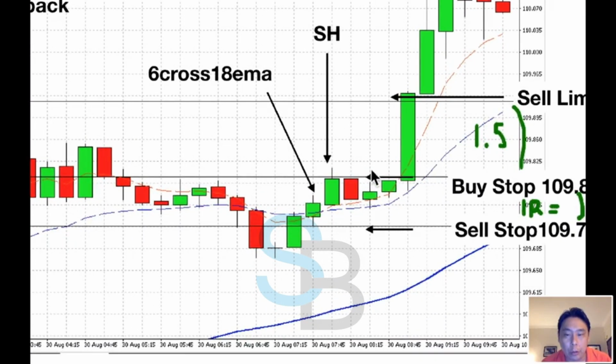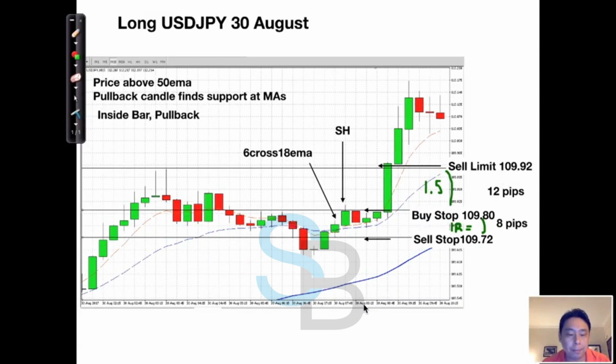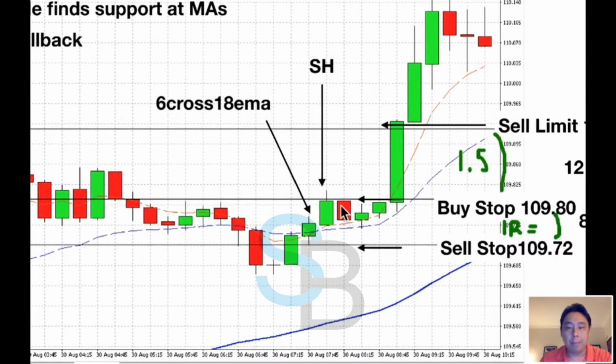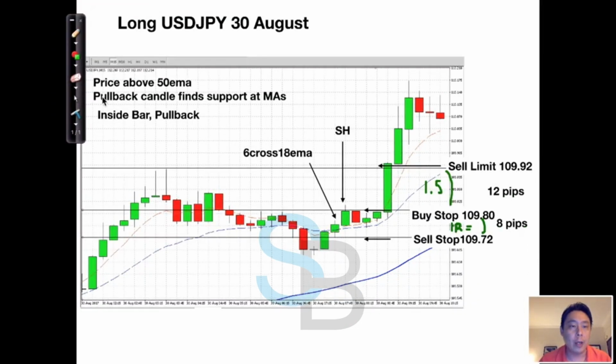So let's take a close look. Upon entry, notice it's on a clear uptrend. The 6 EMA is above the 18 EMA and it's above the 50 moving average. And again, the 200 is below. You can't see that, but it's a clear uptrend. All right. Also notice that the pullback candle is finding support at the moving averages. So again, that is always an ideal situation where the pullback candle finds support at the moving averages, right? So in this case, it was a swing high inside bar pullback.